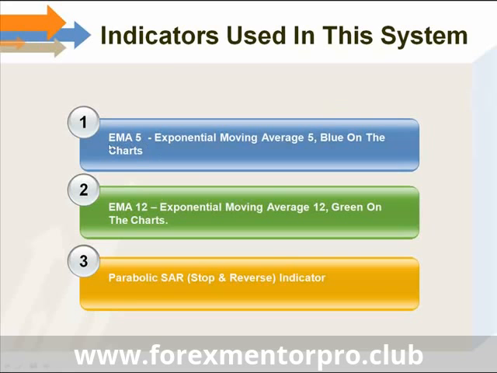And then once you've done that, we're going to add some indicators into the charts themselves. We're going to add an EMA 5, or an exponential moving average 5 period. We'll make this one blue on the charts. Then we're going to add an EMA 12, an exponential moving average 12 period, and we'll make this one green. And then finally, we're going to add a parabolic SAR, or stop and reverse indicator, and that will be the last indicator we add to the charts.